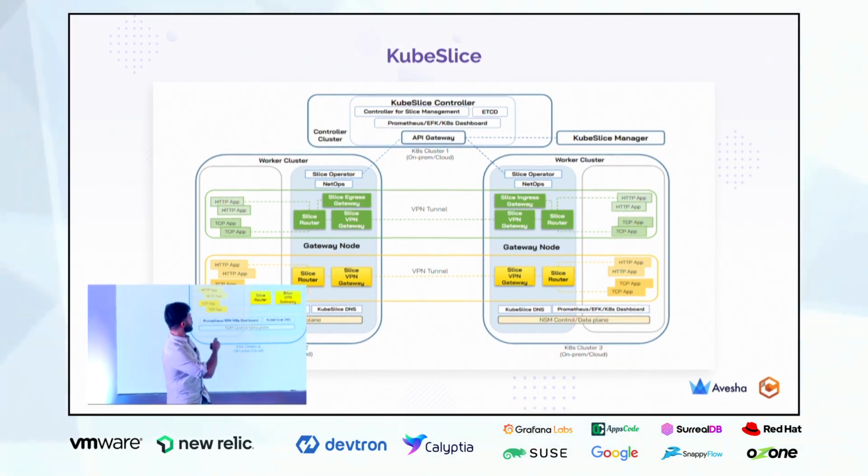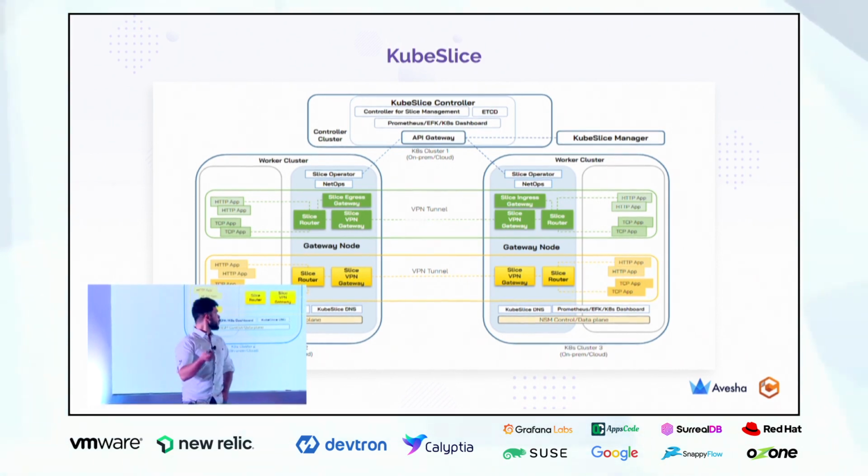A slice router is nothing but a layer 3 virtual device which is responsible for all the routing and forwarding rules over the slice overlay network.